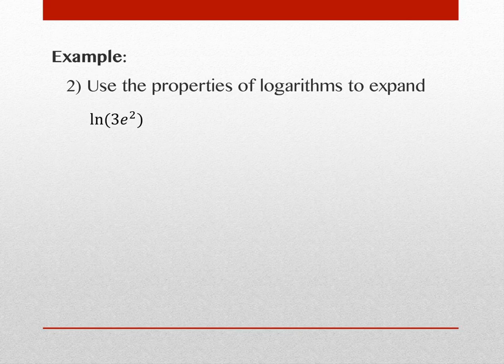Now, the exponent is on a single piece. It's not on the whole thing. So I'm going to work with the fact that there's a product first. So the first thing that we're going to do is we're going to separate this with the third property. I think it was third. Yep, the third property. And this is going to be the natural log of 3 plus the natural log of e squared. That's the product property separating.